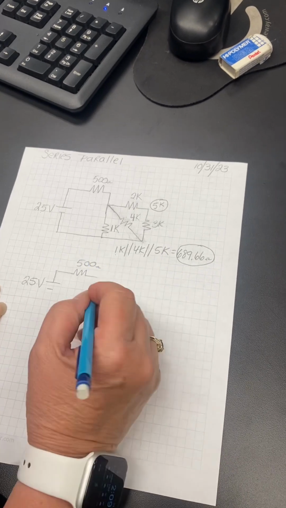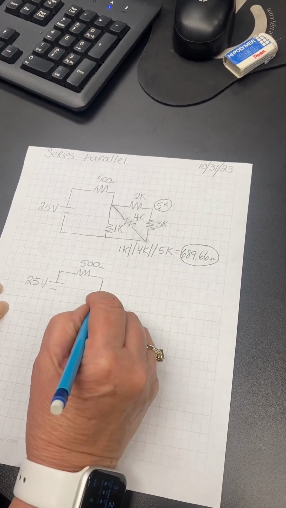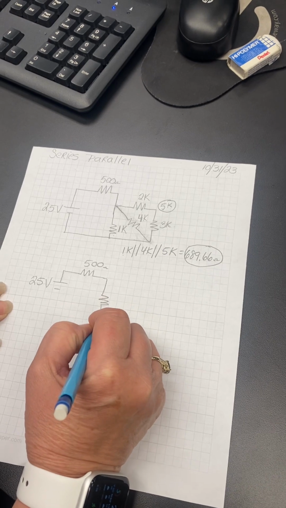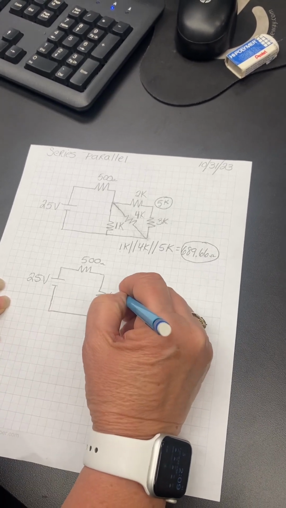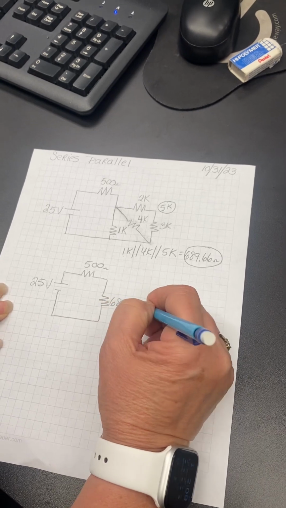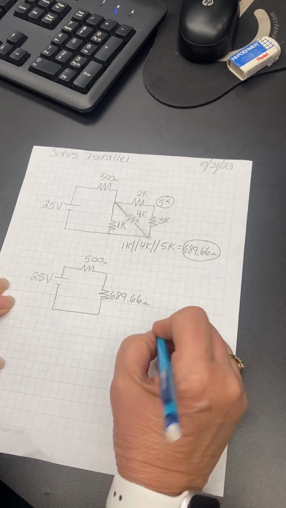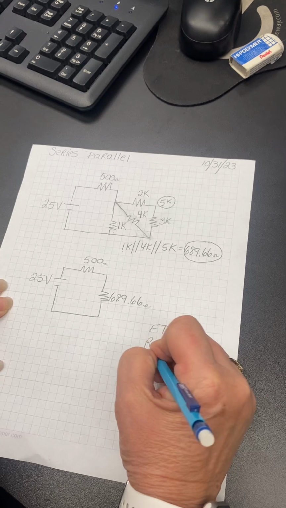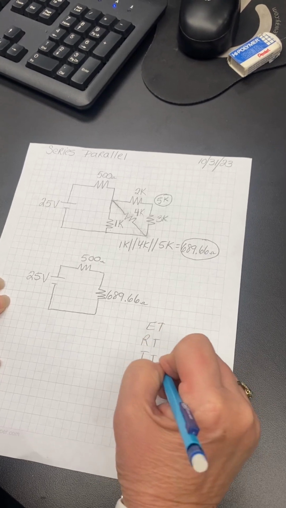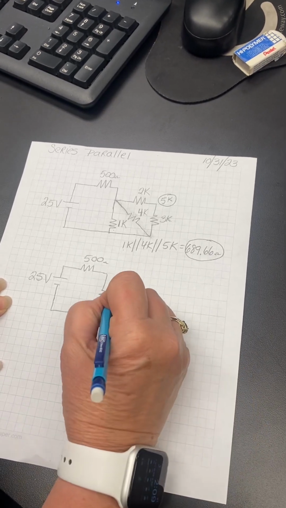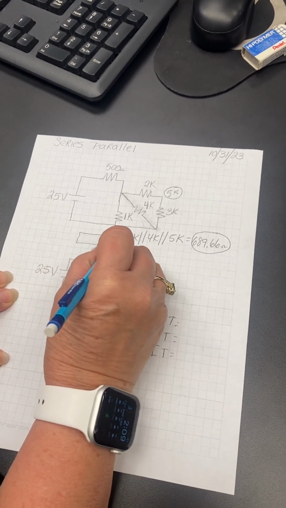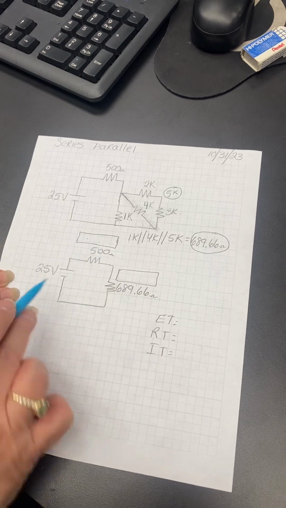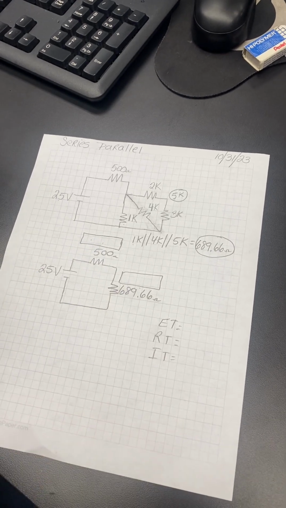make it 689.66 ohms. Okay, so at this point, you get E total, R total, I total, right? And then you get these two voltage drops here and here, and they both have to add up to 25.